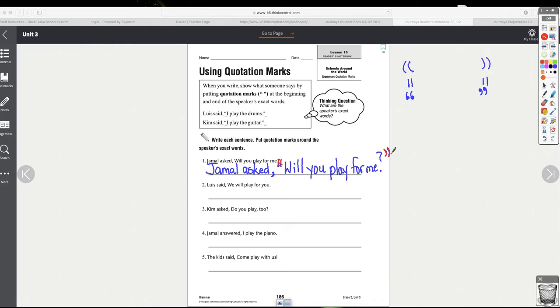I'll do a little zoom around here to see how we're doing. Come on, you should have the whole sentence written, not just the speaking part. The whole sentence needs to be written. No, erase, start over. Start at the very beginning of the sentence and write the whole sentence with the speaking part.